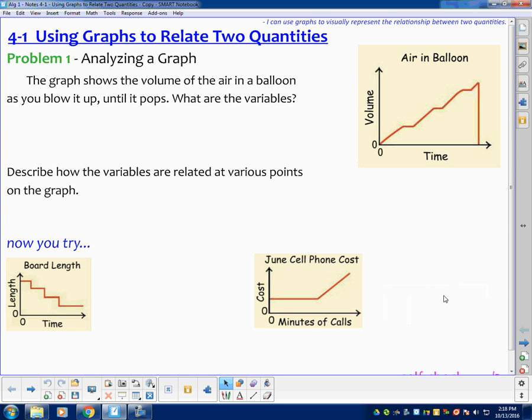So the graph shows the volume of the air in a balloon as you blow it up until it pops. What are the variables? There's two variables in this problem, and the variables are labeled on what's called the XY grid.